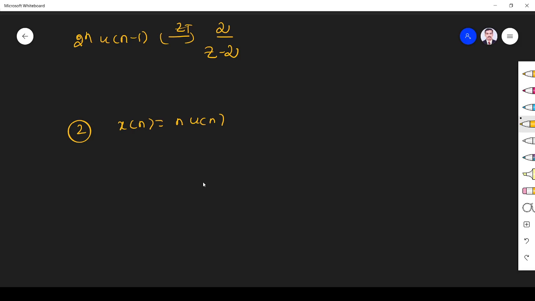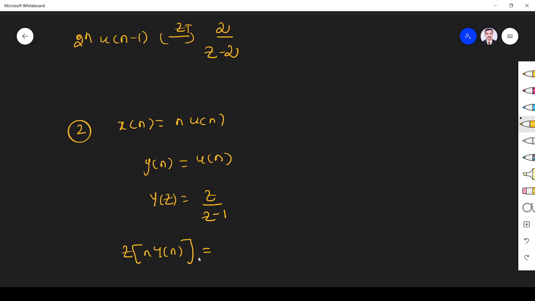So how can we do this problem? This is a very simple problem. Let us assume y of n is u of n. If y of n is u of n, what is Y of z? Y of z is equal to z by z minus 1, because u of n has a transform of z by z minus 1. What is n into y of n?